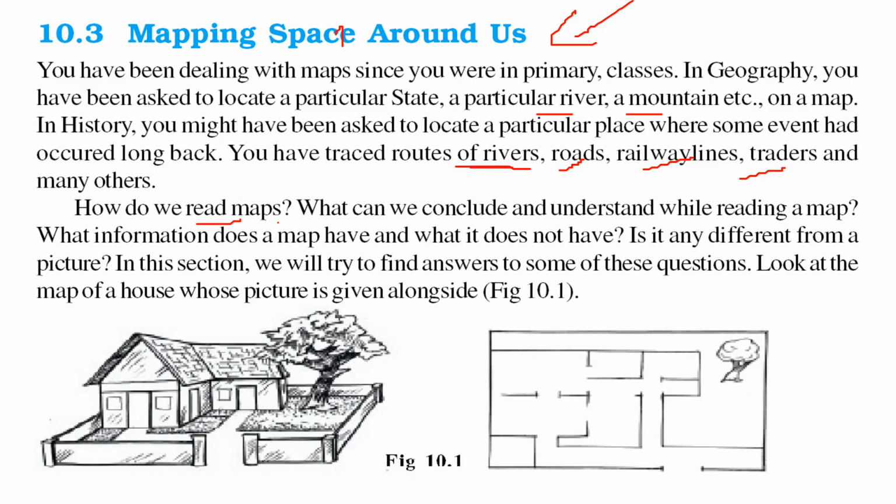So how do we read maps? How do we understand the map? Then how do we get the information from the map which we don't have? Is this anything like a picture? So this is a house. It's a house picture.